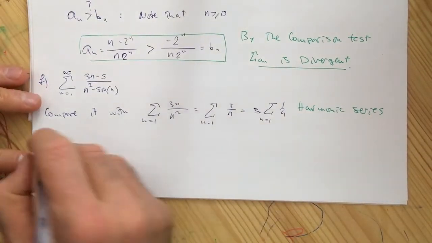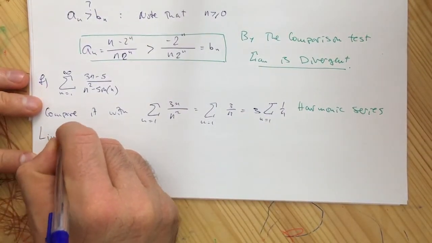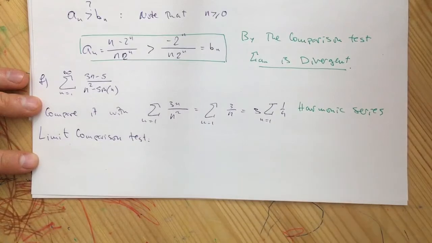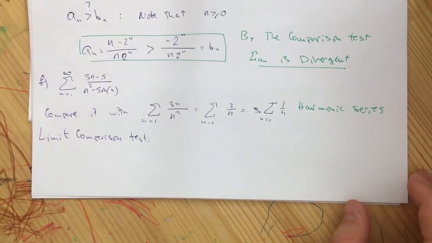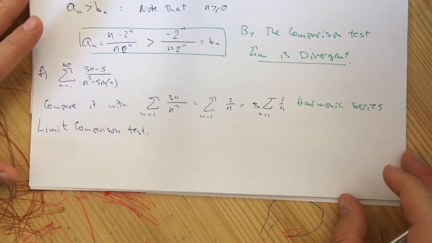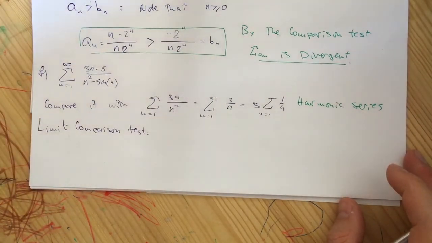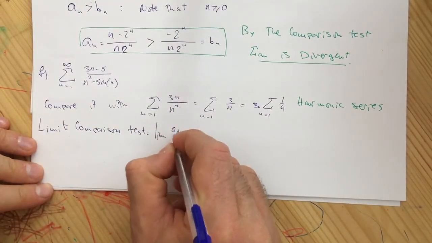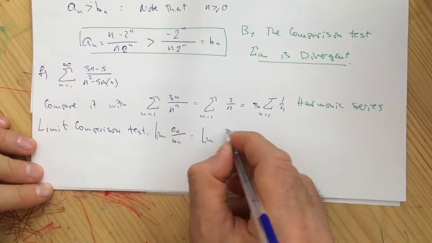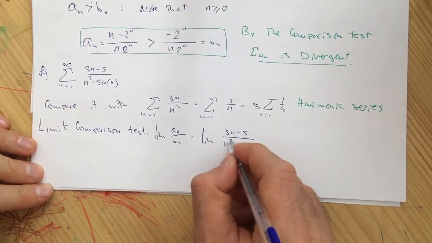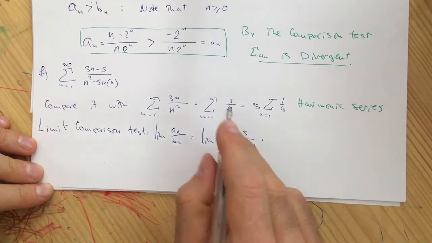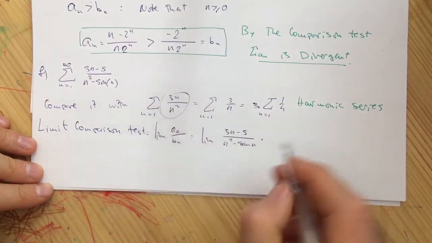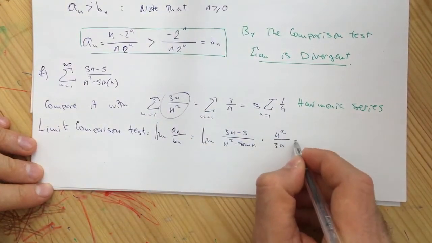Okay, so I'll do the limit comparison test here first. Somebody might say, well, how did I know to start with the limit comparison test? As I said, it doesn't matter; whether you start with the comparison or the limit comparison test is up to you. So what do we have? We have the limit of an over bn, which is equal to the limit of (3n minus 5) over (n squared minus sine of n) times the reciprocal of bn. The reciprocal of bn is n squared over 3n. So let's solve this limit.